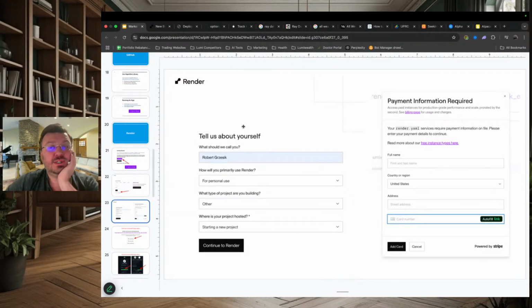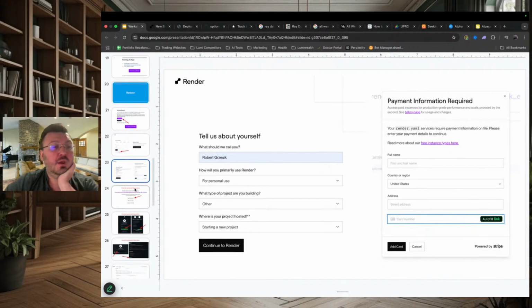Then they're going to ask you some questions. You can just fill in whatever you want. Here's what I filled in. This is not important, right? Just fill in these questions here. It's going to ask your name, whatever, and what you're using this for. Doesn't really matter what you fill in. And then it's going to ask you for your payment information because, again, this is $7 a month. So you need to fill in your credit card information.